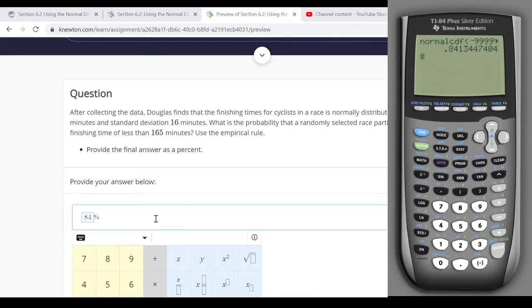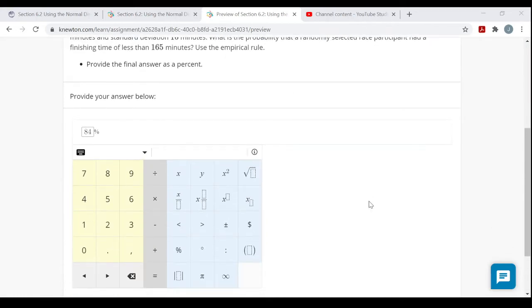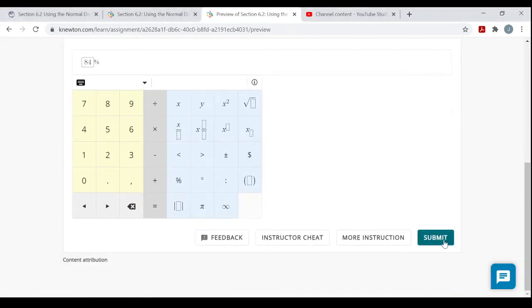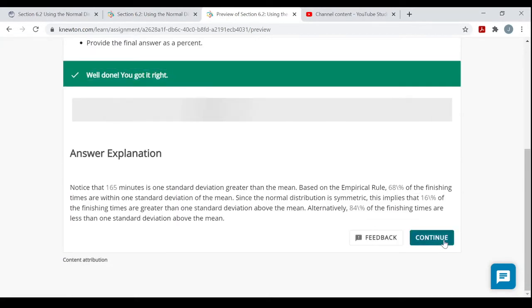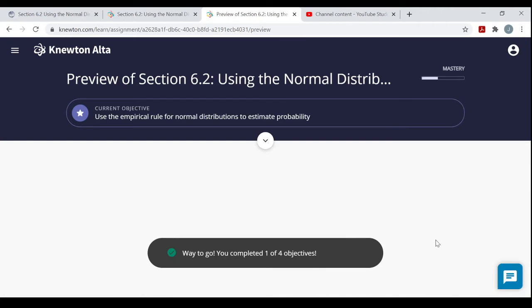So however you do it, it should round to the same thing, and if it doesn't, it's usually off just in the last decimal place by 1 unit. So you can use a calculator if you wish to help you out, but again, the empirical rule is not crazy difficult, I don't feel. All right, so we got that done.